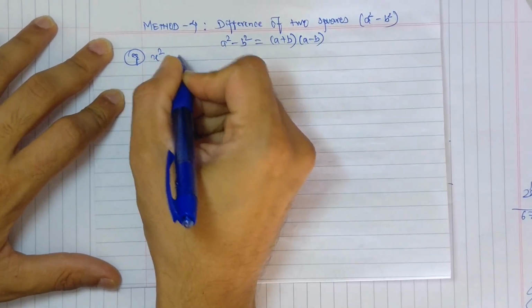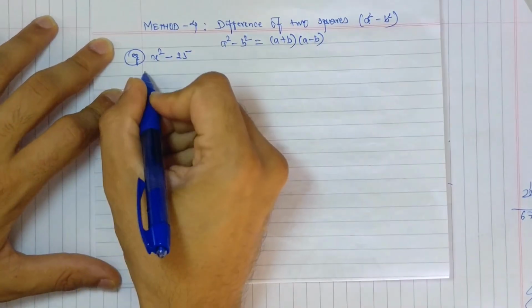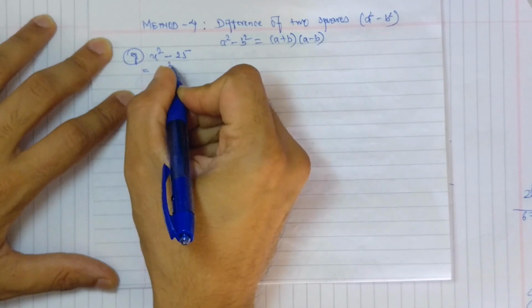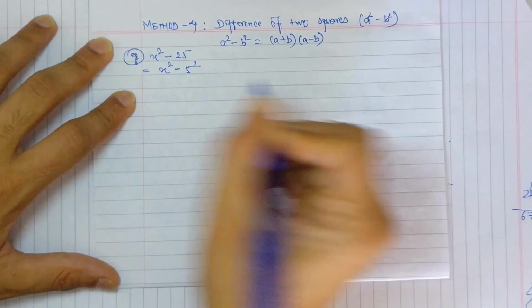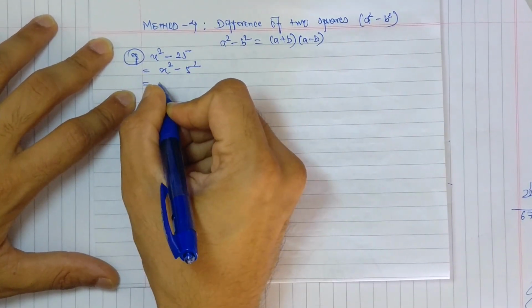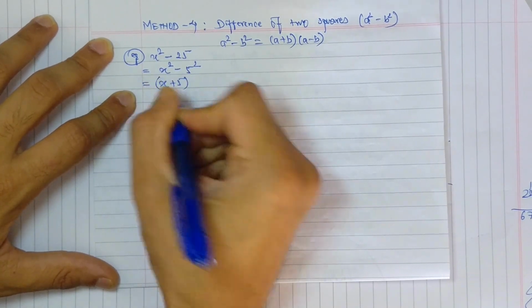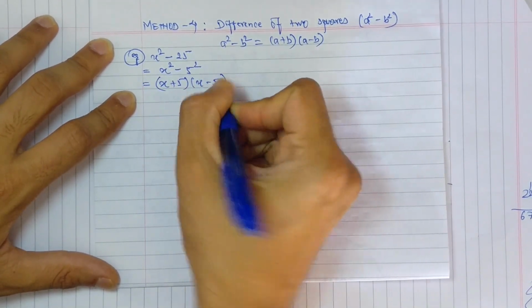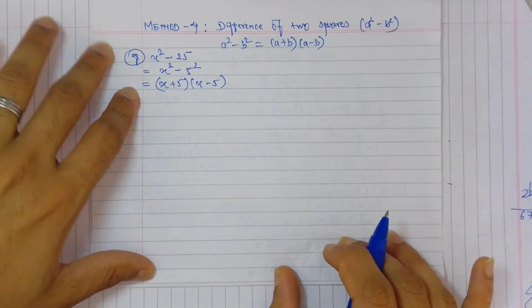X square minus 25. So x square minus 5 square, I can write it as difference of two squares. So x plus 5, x minus 5. That's it. Next question.